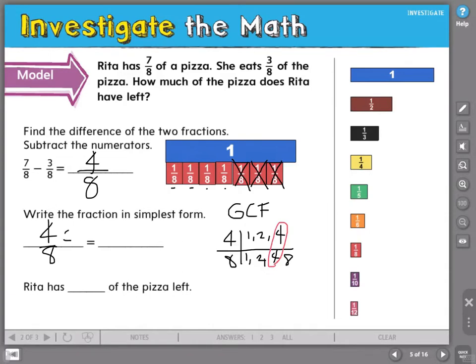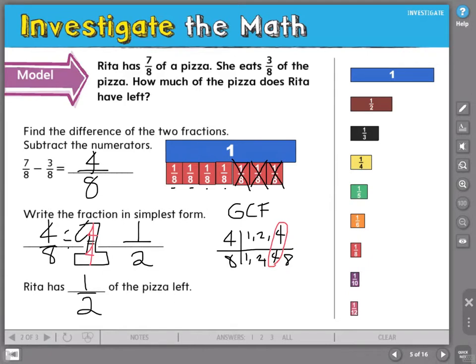I'm going to divide both the top and the bottom by my big 1. Inside my big 1 is the number 4. 4 divided by 4 is 1. 8 divided by 4 is 2. Rita has 1/2 of her pizza left.